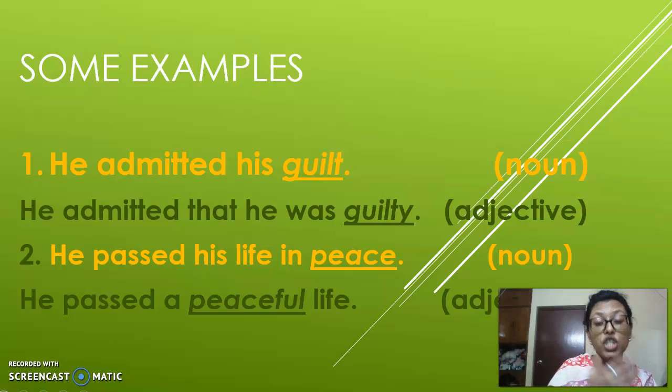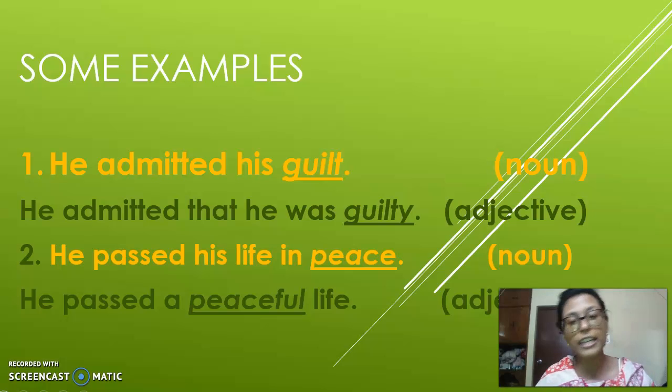Whenever we need to change things from noun to adjective, if the word given is guilt and we just have to write the adjective form, guilty, that's okay. But when you have to use that particular word in a sentence, keeping the meaning of the sentence the same, that is what we need to learn, right?